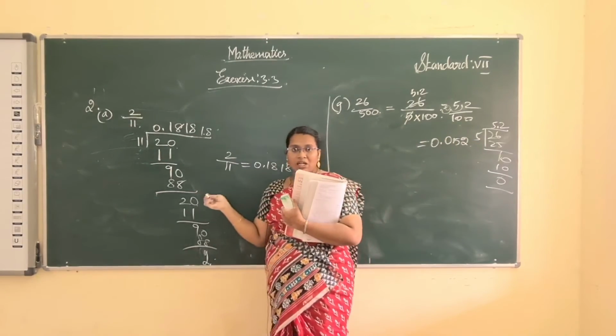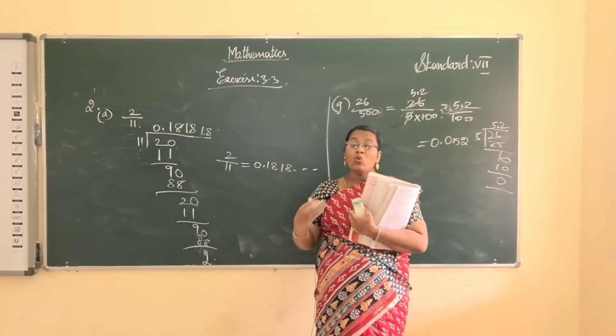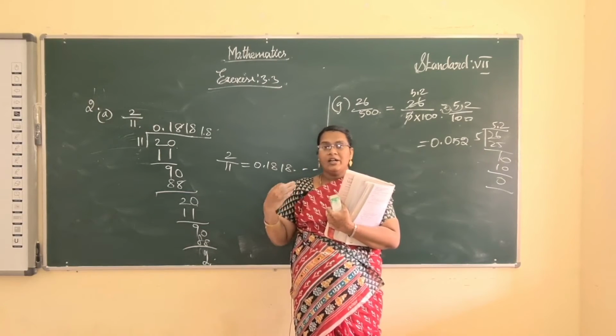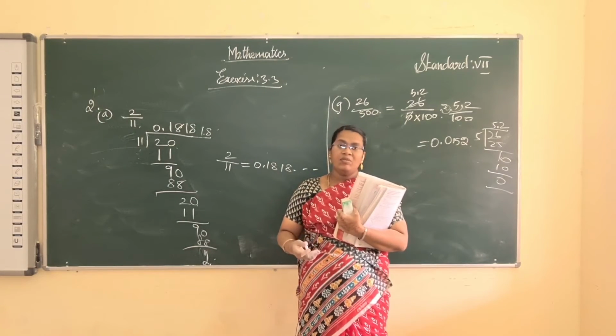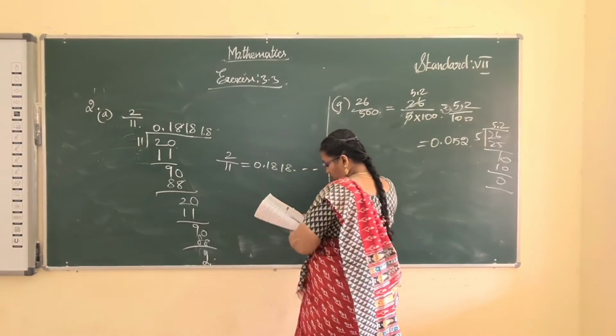This is another one of the methods. Before, we used the long division method. Here we are using the alternate method of equivalent rational number with the power of tens. Okay, and next one, H problem.